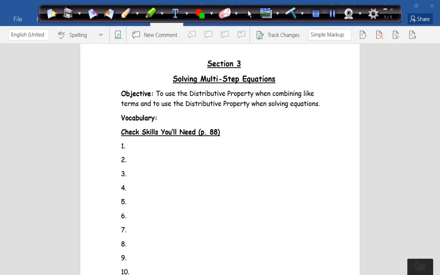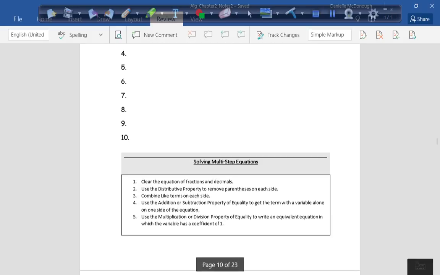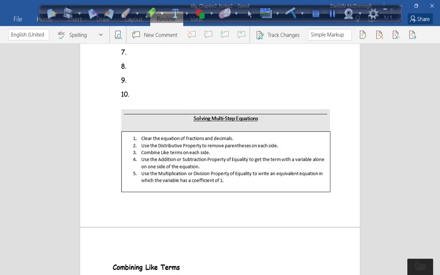Okay, so today what we're going to do is Section 3, solving multi-step equations. So we've already done one-step equations, and then we moved on to two-step equations where we had to get rid of the addition or subtraction first, then the multiplication and division. When you're solving multi-step equations, there's some steps that you should follow.